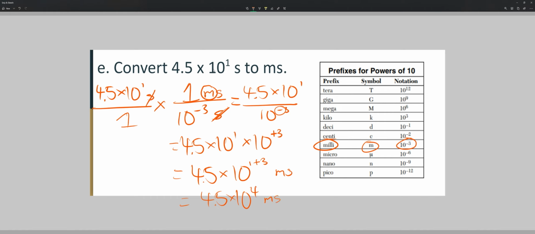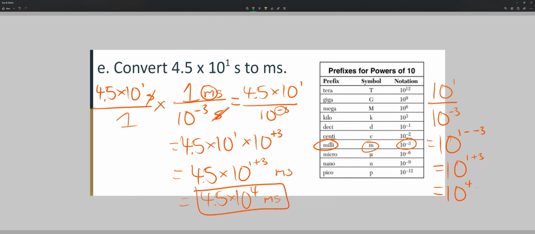Now, alternatively, you can do it this way, right? If you know that you're dividing two powers of 10, well, actually, if you want to think about it, you're going to subtract their exponents, right? So you're doing 1 minus negative 3. So essentially, a double negative gives us a positive, so plus 3. And then our final answer is going to be 4.5 times 10 to the 4, which is the exact same answer, just using an alternate method.